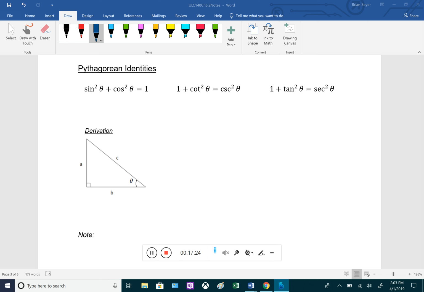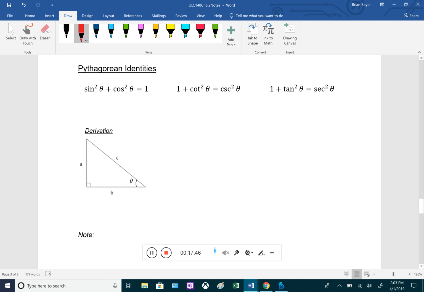So some more identities now, they're called the Pythagorean identities. There are three of them. We have sine squared theta plus cosine squared theta. If those thetas are the same, it's always going to equal 1. The next one is, so these are all the same exact identity.